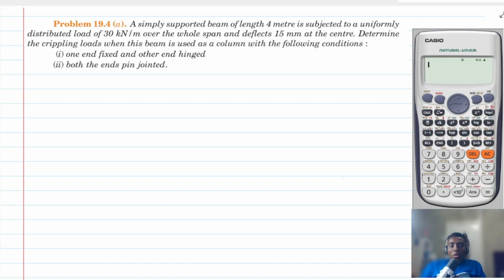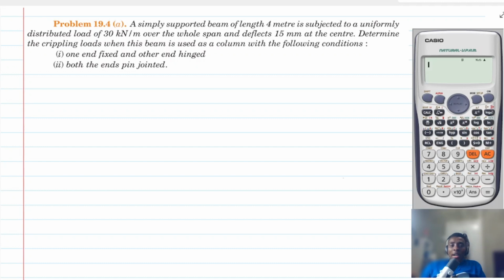So in this video I want to solve a question to illustrate the Euler load, the crippling load. But you see that this question is about a column. However, it has been associated with what? A beam. So basically you have to compare all the time.